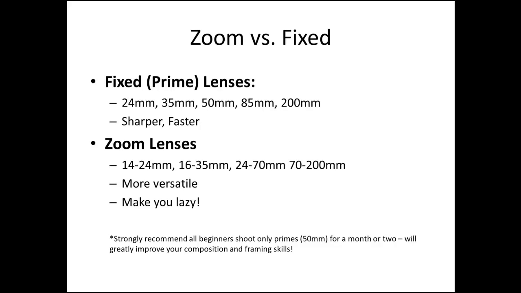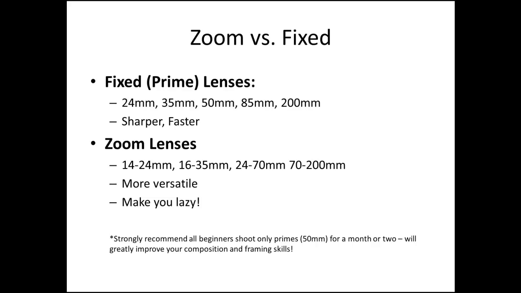Zoom versus fixed. There's two types of lenses. There's the kind that are fixed or prime lenses, which do not zoom in or out. Some standard ones are 24 millimeter, 50 millimeter, 200 millimeter. They take sharper images and they're a lot faster in focusing, as well as faster in aperture, letting in more light. Zoom lenses are more flexible. A classic one is 24 to 70 or 70 to 200. Those are very, very popular lenses, so we get that a lot. They're more versatile because you can zoom in and out without moving around a lot.